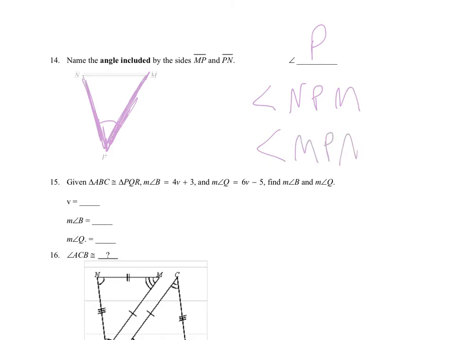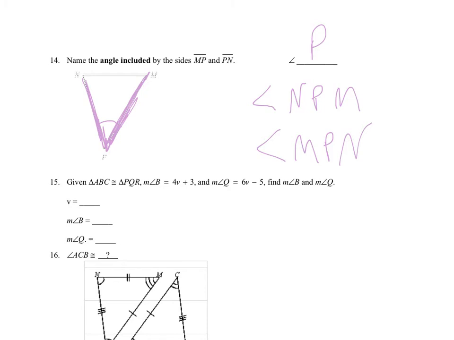Okay, name the angle included by the sides MP and PN. Well, we're talking about MP, this segment, and PN, this segment. So what angle is formed by those two segments? That would be angle P. Or if you named it with 3 letters, you could get angle NPM or angle MPN.